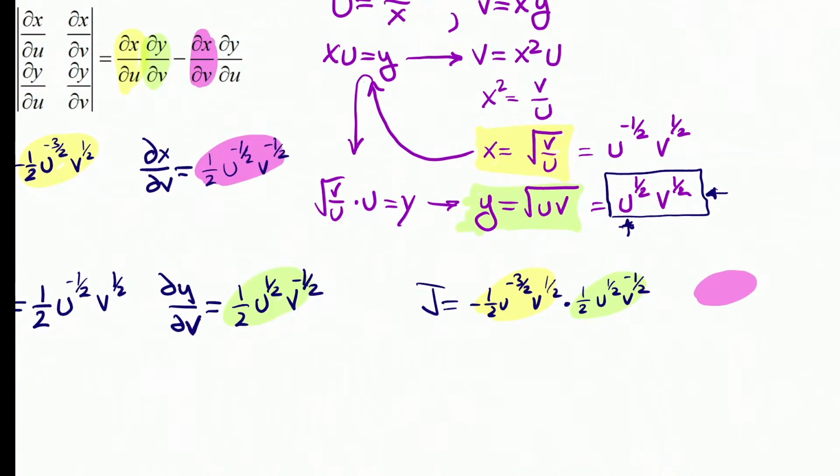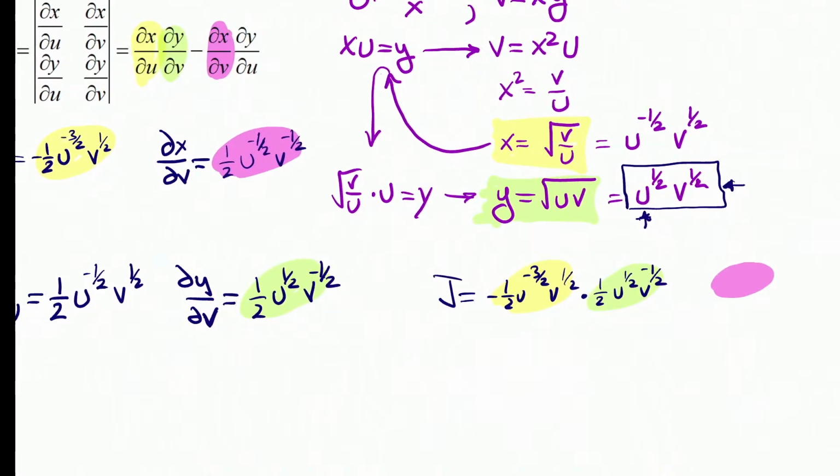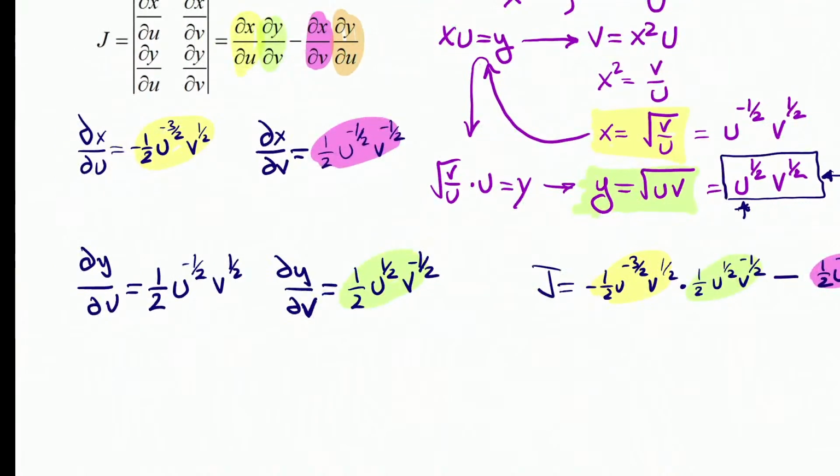Let's see if I can do that. That was 1/2 u to the negative 1/2, v to the 1/2, negative 1/2. Oh, and there was a minus between the two. And then the final one, we're doing this weird pale orange that doesn't look all that good, but we do what we can. And that's that one.